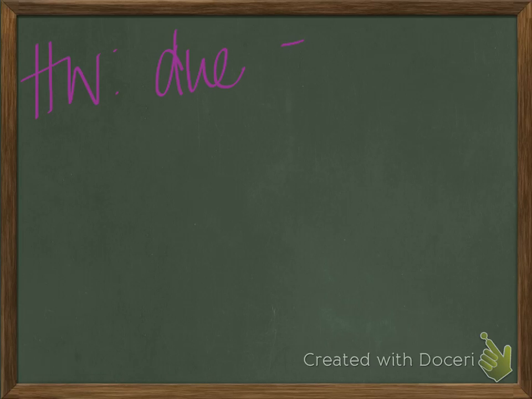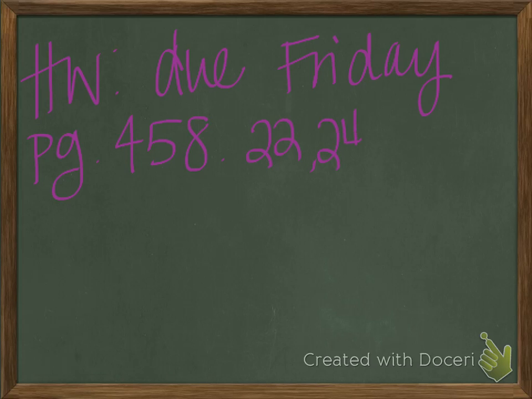So if you don't have a book with you, you can copy the problems down or take a picture of the problems. They are all even, so they are not in the back of the book, just to let you know. So this is due Friday, page 458 in your book. Numbers 22, 24, 26, 30, and 43 is on page 459.